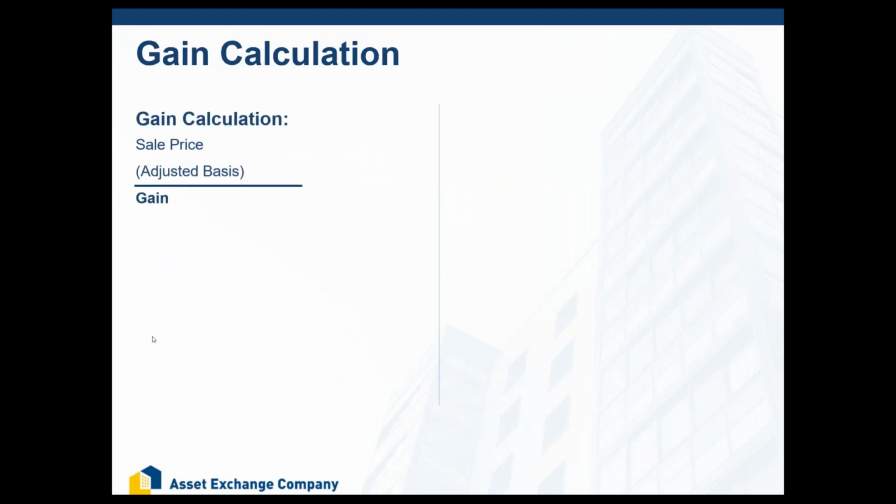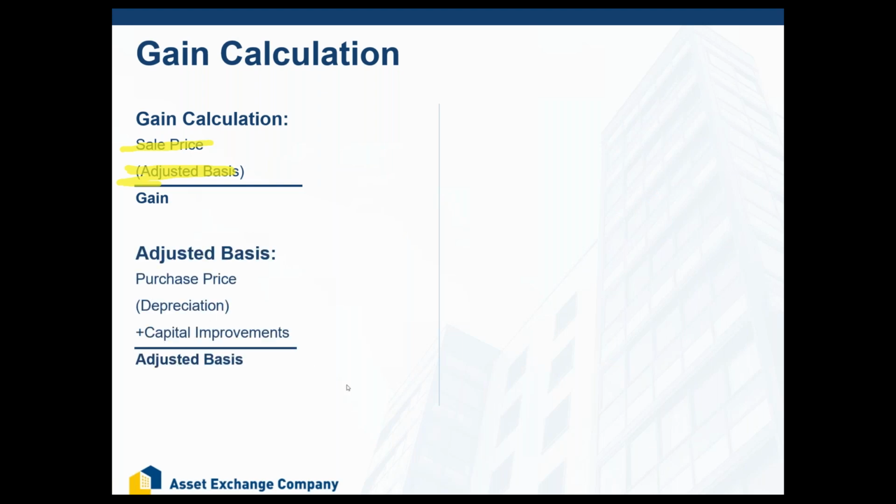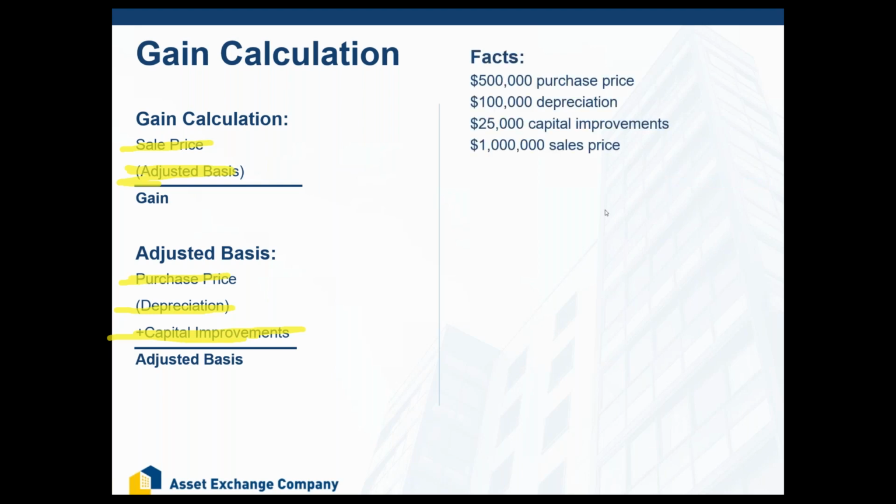How many of you know how to calculate your gain? Well, it's pretty easy. The way you calculate your gain is you take your net sales price and you subtract your adjusted basis. Well, of course, that's going to beg a few questions. Well, geez, Leonard, what the heck is my adjusted basis? Well, my adjusted basis is the price I purchased my property for minus my depreciation plus my capital improvements. So let's do a quick example on how those calculations are done.